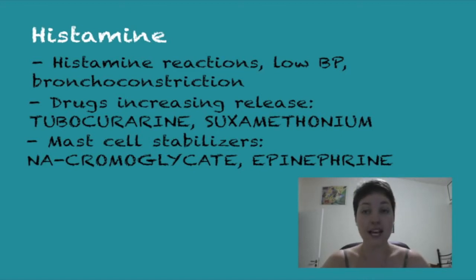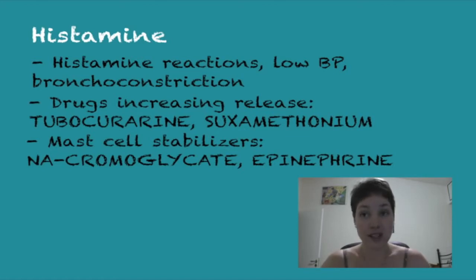Their release is usually due to an immunologic stimulus, which causes exocytosis by increased calcium influx. The effects are the following: red skin with a burning sensation, decreased blood pressure, hives, headache, cramps, nausea, and vomiting. The drugs are tubocurarine and succinylcholine. These cause mast cell activation and histamine release.